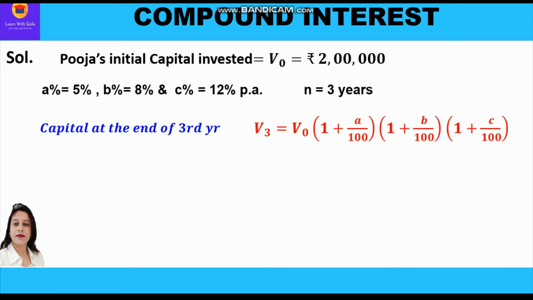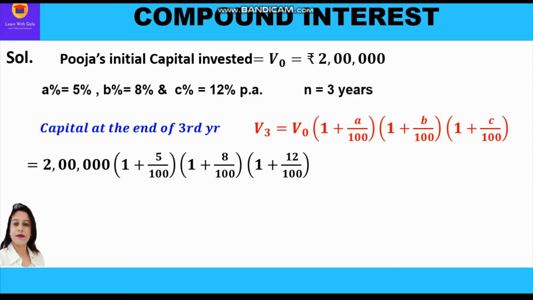Now we shall put the values. So the initial principal amount was 2 lakh. So 2 lakh in bracket 1 plus 5 upon 100 into 1 plus 8 upon 100 into 1 plus 12 upon 100. Now let's simplify the brackets first. So 5 and 100 will get cancelled, we'll get 20. 8 and 100 will get divided by 4, we shall get 2 and 25. 12 and 100 will get divided by 4, we shall get 3 and 25.